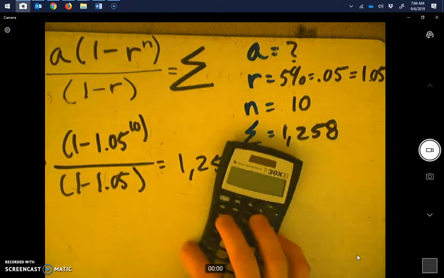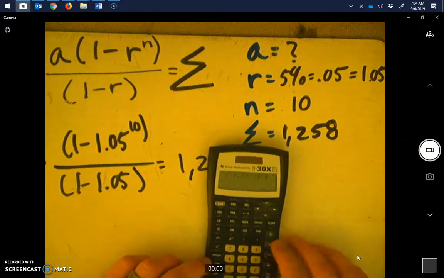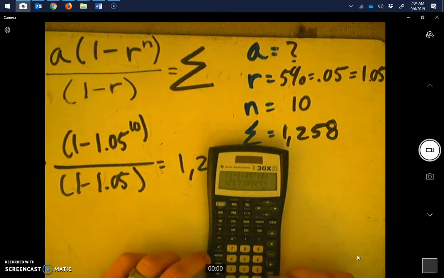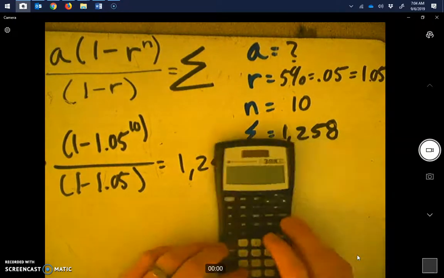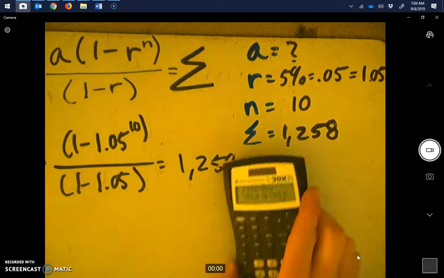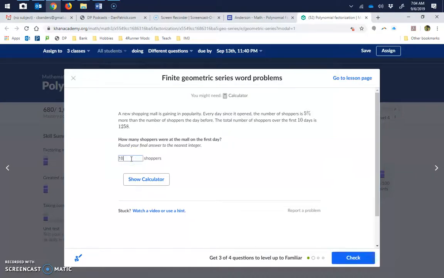All right. Calculator it is. I'm going to go a little bit faster on this one. So 1 minus 1.05 exponent to the 10th, parenthesis closed, divide by our bottom, 1 minus 1.05, parenthesis closed. Okay, we got a number. I'm going to put in 1258 and divide by that number, which is stored in my answer. And it looks like we have 100 people. Round to the nearest integer, so you can't have 100.5 people, so it's going to be a whole number or integer.